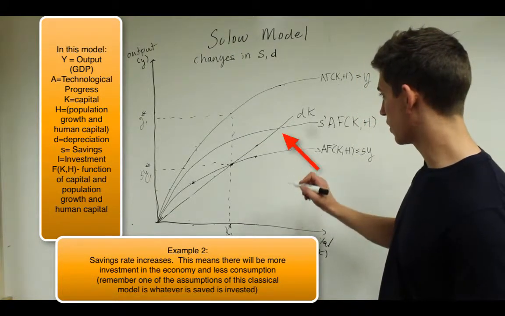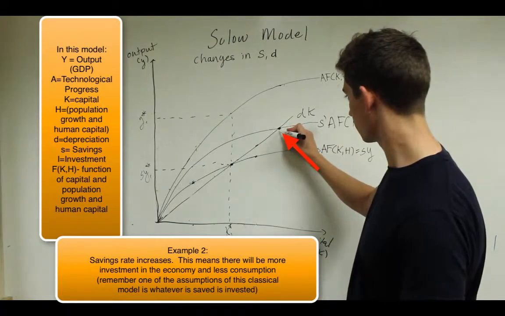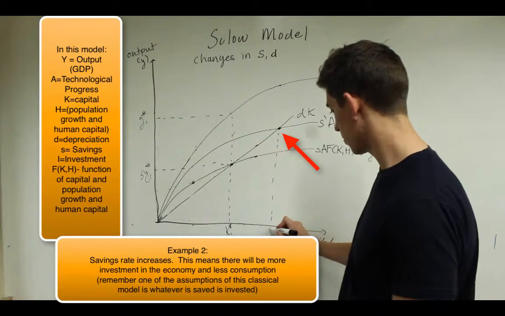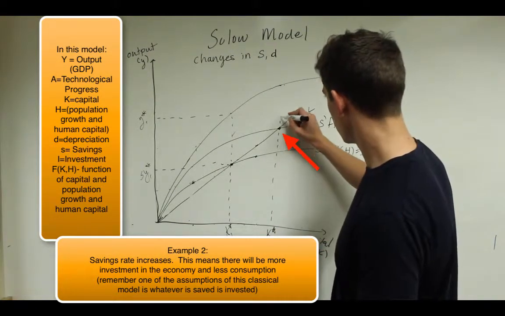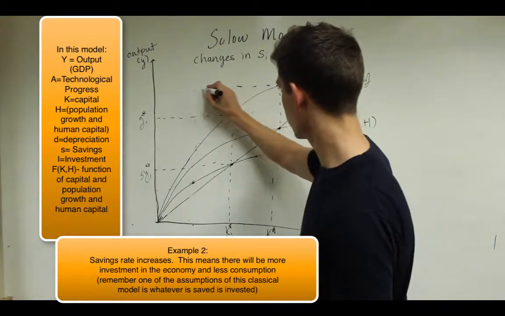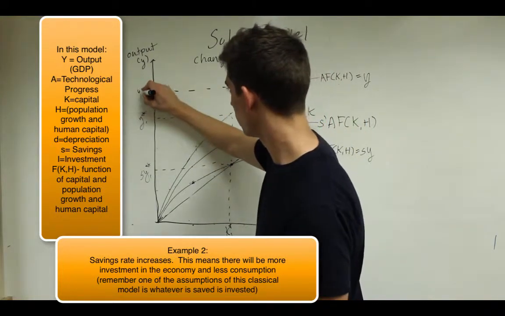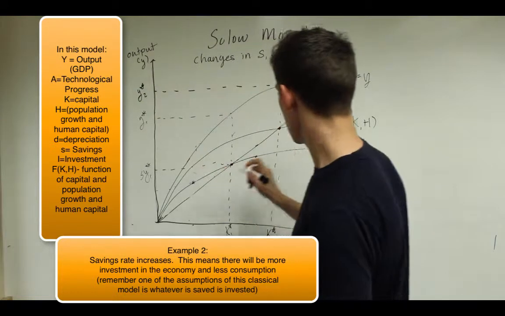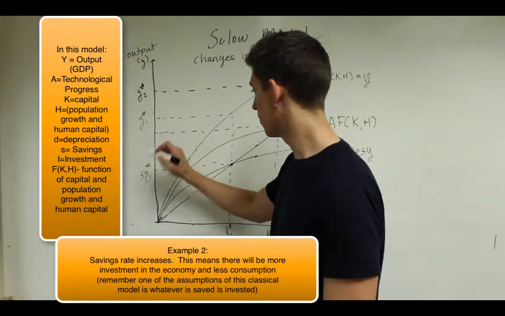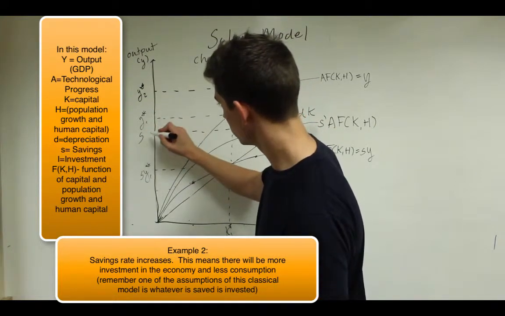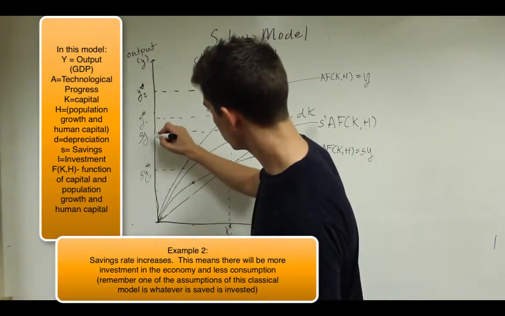But now we're going to end up with a higher steady state level of capital. So we end up with K2 star here, a higher steady state output, so Y2 star, and of course a higher S times Y star.